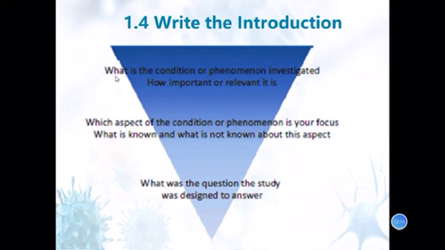That means first, you have to show what is the condition or phenomenon investigated, and how important or relevant it is. Then, you go to which aspect of the condition or phenomenon is your focus, your experiment, your investigation. What is known and what is not known about this aspect is also important. Then you go to the question the study was designed to answer.